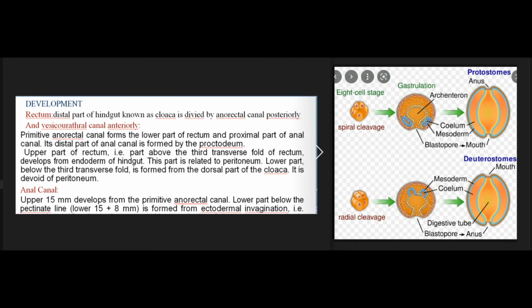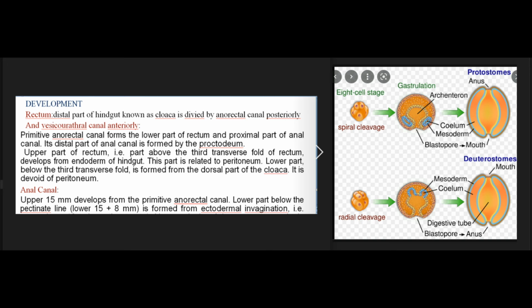Development of rectum: the distal part of the hindgut, known as the cloaca, is divided by the anorectal canal posteriorly and the vesico-urethral canal anteriorly. The primitive anorectal canal forms the lower part of the rectum and the proximal part of the anal canal. The distal part of the anal canal is formed by the proctodeum.